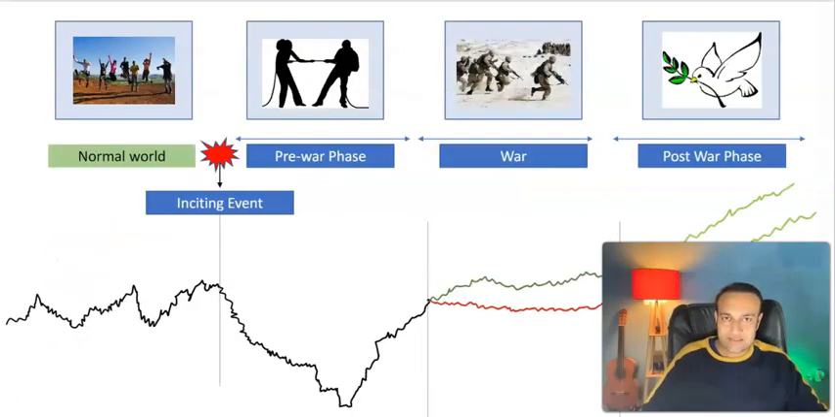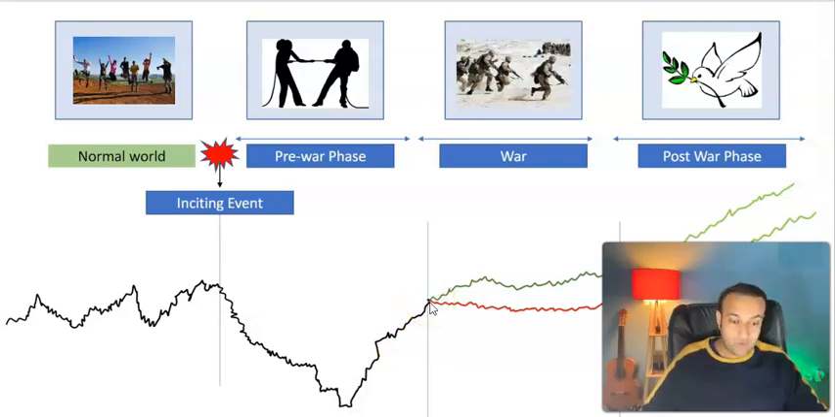So to conclude this discussion, let us see how the stock markets move at various phases in the war as per the discussion that we have had in the video earlier. In the normal world, the stock market has normal ups and downs as it is normally. Then the inciting event happens and the stock market sees a downward movement. But this downward movement is not very deep and the recovery is rather early. Within 70 days, the market recovers back to its original level.